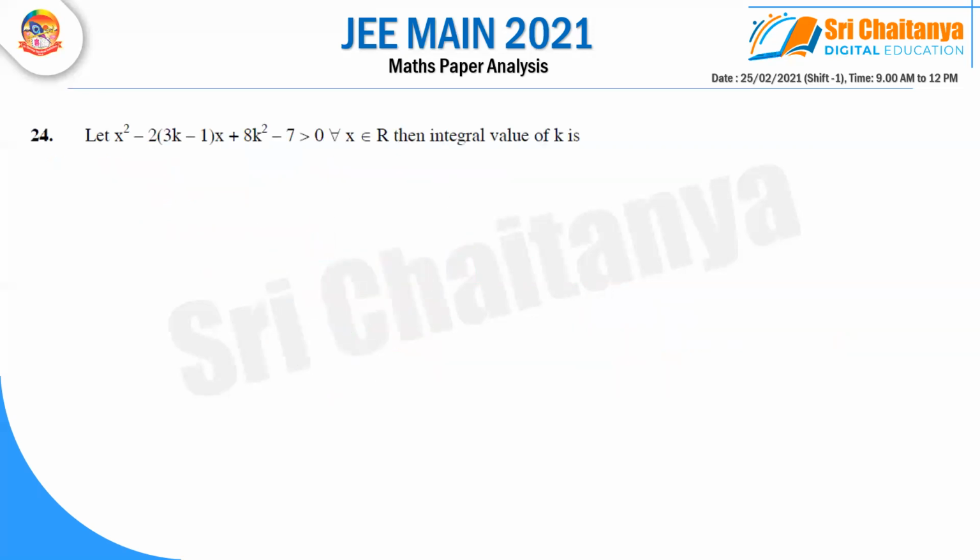Now the next one, they said some quadratic is positive for all x belongs to R. So I will say discriminant is less than 0. So I will be getting after two steps something like 3k minus 1 whole square minus 8k square plus 7 is negative. So when you expand this and factorize, you will be getting 2 less than k less than 4. But they asked integral value. Integral value means integer. So in this interval, there is only one integer, which is nothing but k equal to 3.